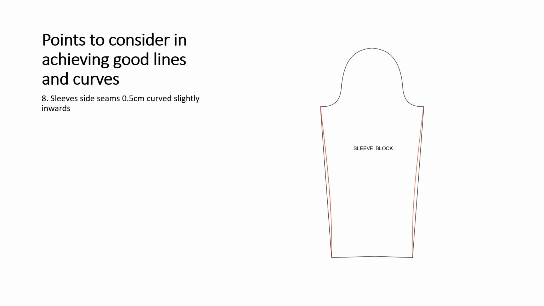For number 8, to achieve a fitted sleeve, we can also curve the side seams 0.5 centimeters slightly inwards, and there's an illustration here. This is the side seam together with this one, so I have slightly gone in 0.5 centimeters, the same here 0.5 centimeters, and drawn the curve.